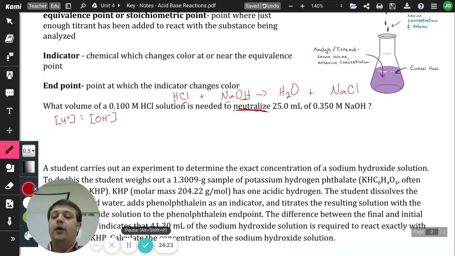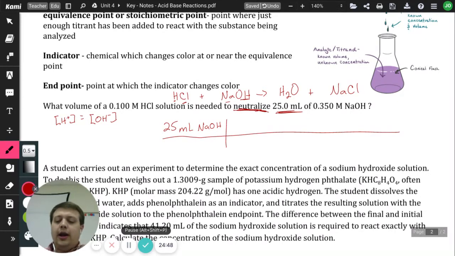So how do I do this? Well, I'm going to start with the volume I am given. So I have 25 milliliters. And they're wanting to know the volume of the other substance. Well, to do that, I'm going to actually have to work my way all the way through stoichiometry until I end up with the volume that I need. So 25 milliliters of NaOH. And I ask myself, is milliliters of NaOH what I'm looking for? No, it's not. So I drop it low.